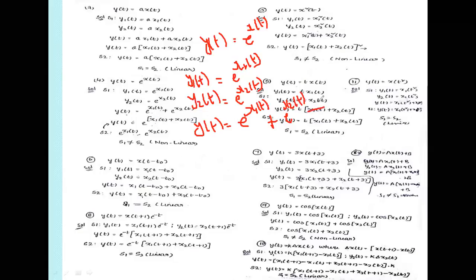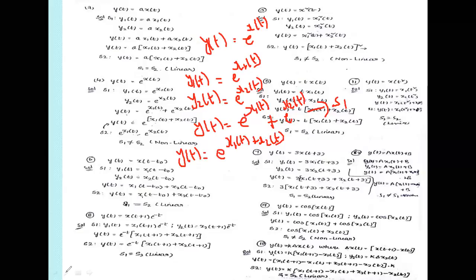Okay. Let this be S1. Before giving to the system, we can add the two signals. Then y of t is equal to, for S2, the e power x of t with the input as x1 of t plus x2 of t.